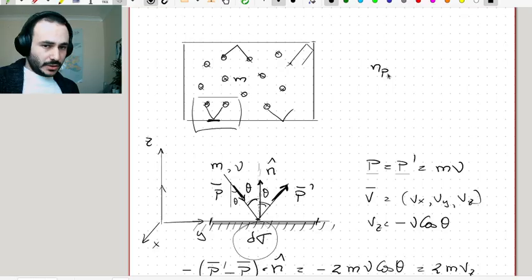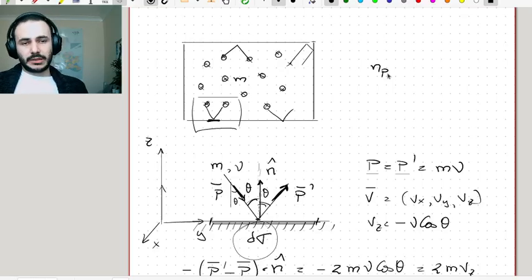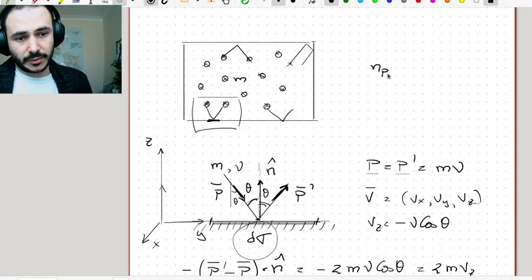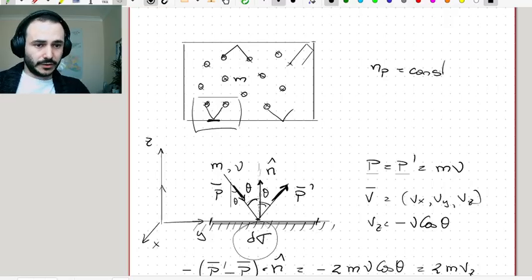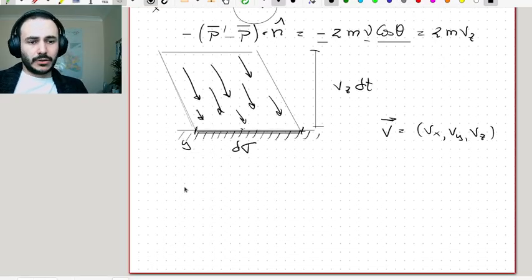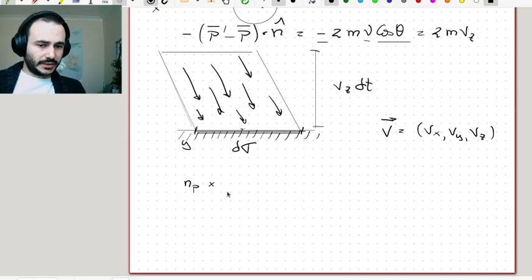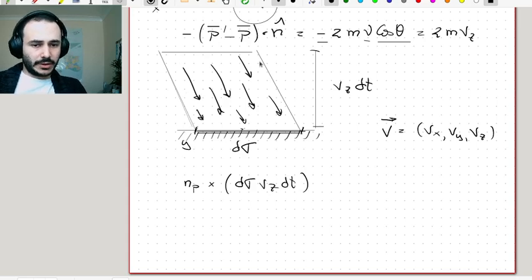So the density in our system, either because it's small or because there's really nothing else perturbing it, is uniform. This is actually a constant of my problem, and I can use it. So I know that per unit volume there are n particles. But I know that this little volume, this cylinder, has volume d sigma, which is the base, times vz dt. Now this product counts all the particles that are enclosed at any given time in this cylinder of this size.